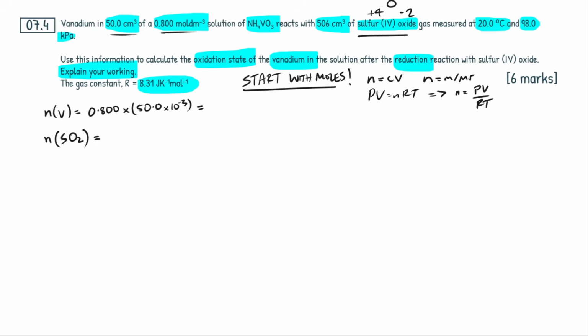They haven't said that, but we can work it out. So sulfur dioxide is going to be this equation here, because we're given the temperature, we're given the pressure, and we're given the volume. And what else? We're given the constant R, right? So we can plug that straight into our calculator.